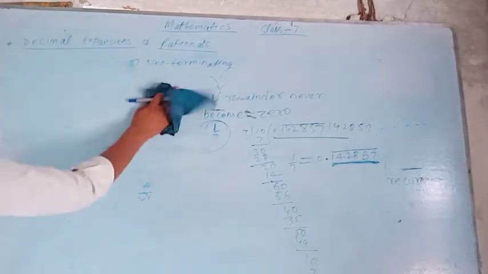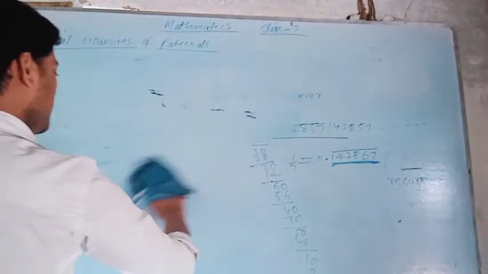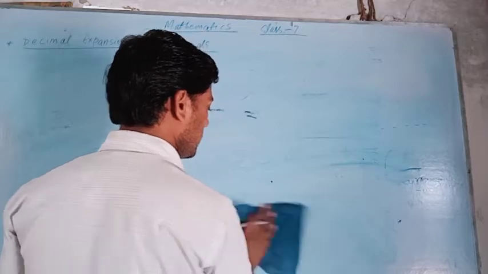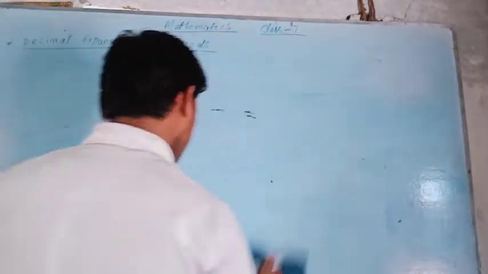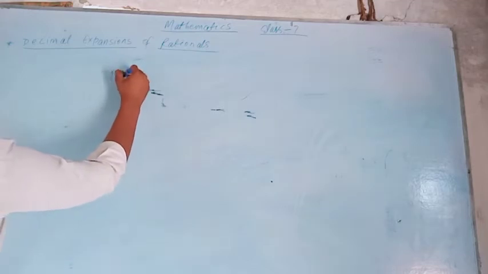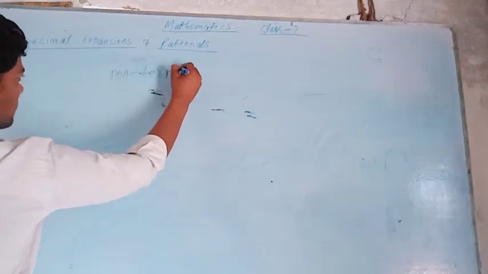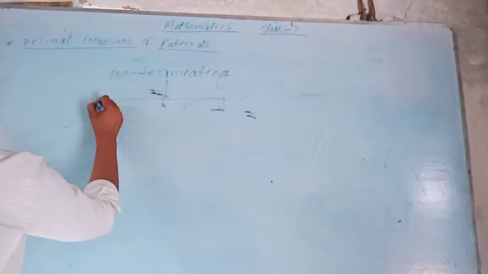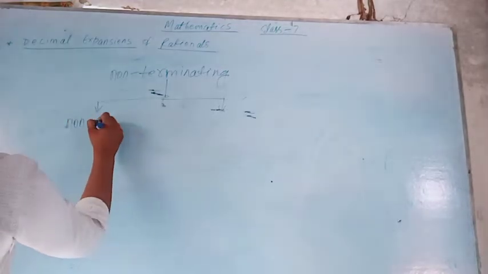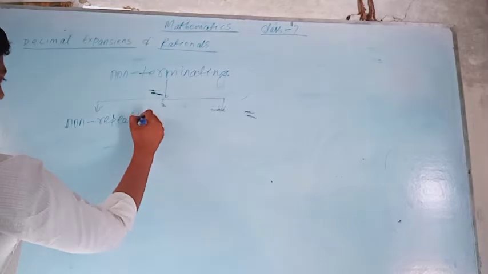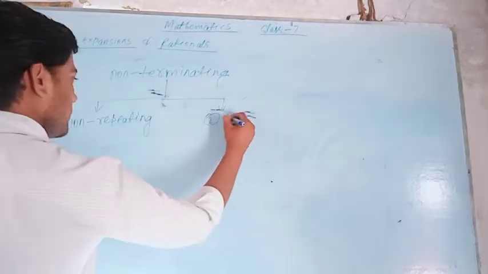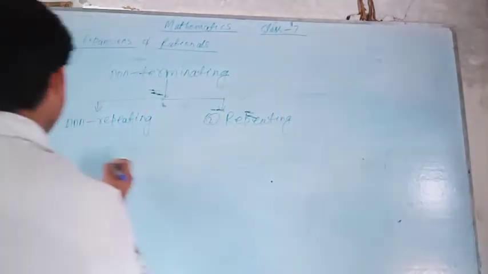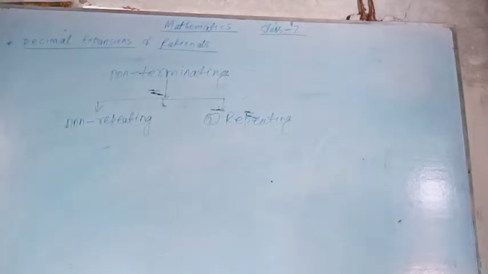So in non-terminating decimal expansion, there are two types: non-terminating repeating decimal expansion and non-terminating non-repeating decimal expansion.